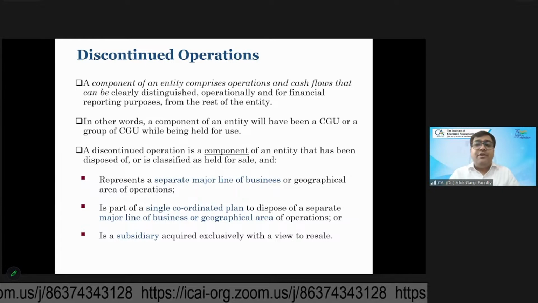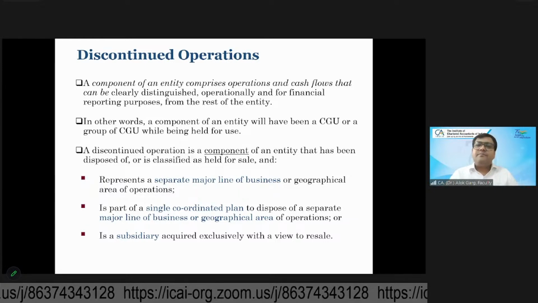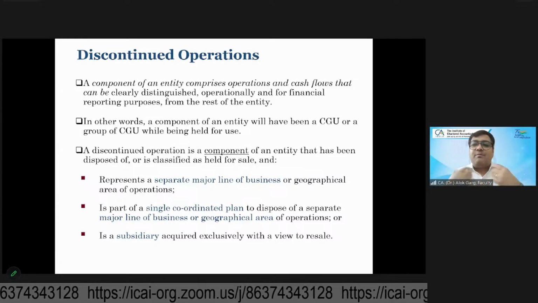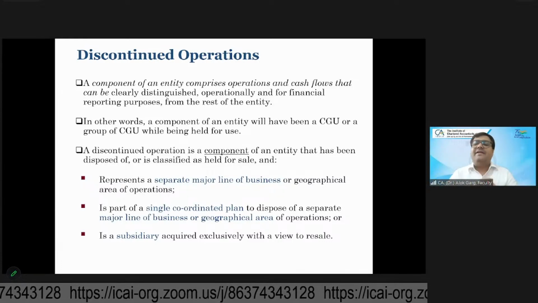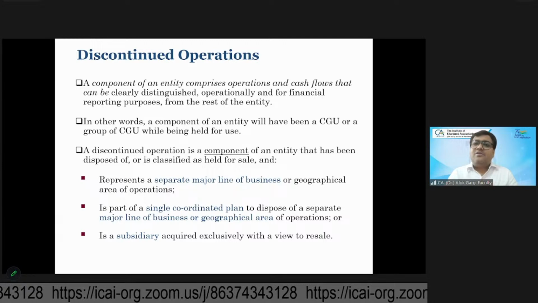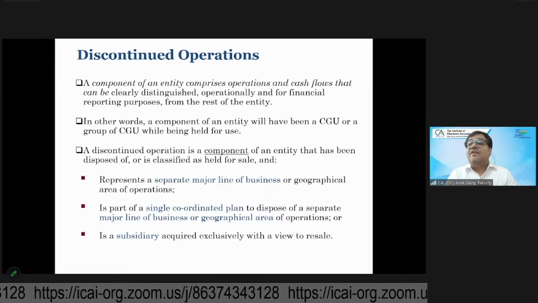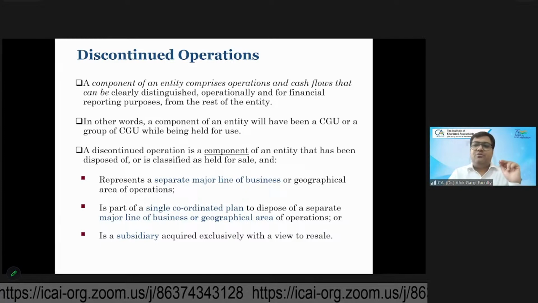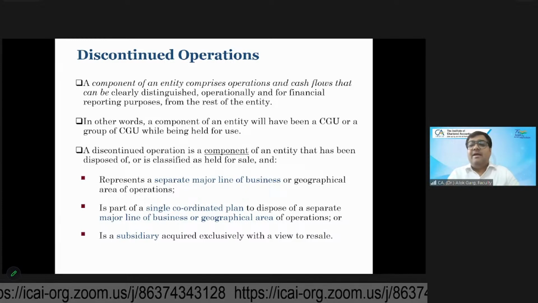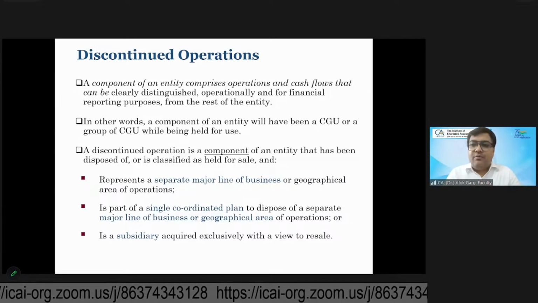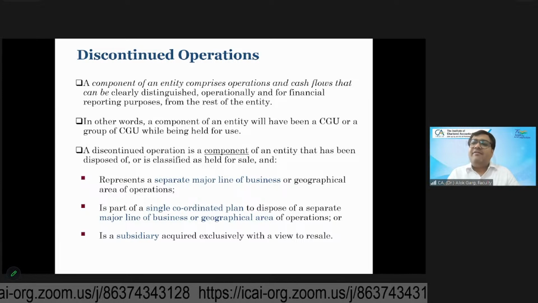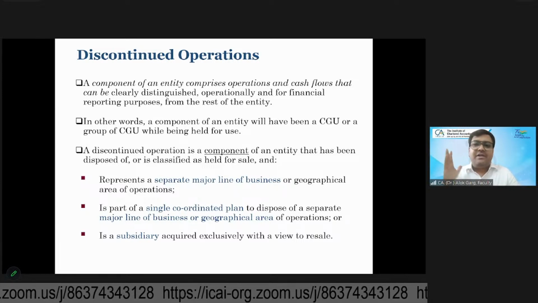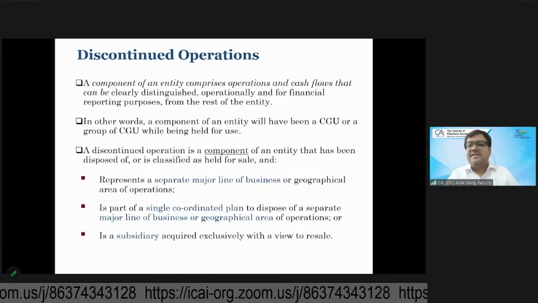Now, what is a discontinued operation, friends? For discontinued operation, the standard provides more presentation and more disclosure criteria. A discontinued operation accounting is not given in the standard. Why? I'll give you 2 examples to make you understand this fact. Let's say I'm living in Gurgaon. I have an institute in Gurgaon, although I don't have, but just for the sake of explaining it, I am giving this example.